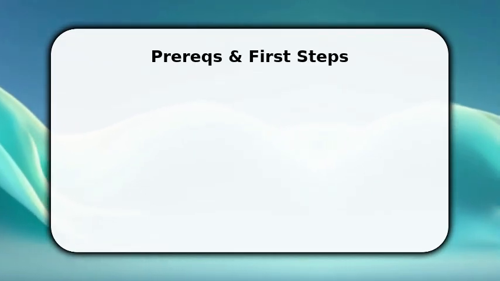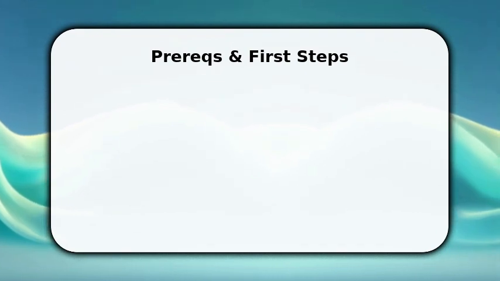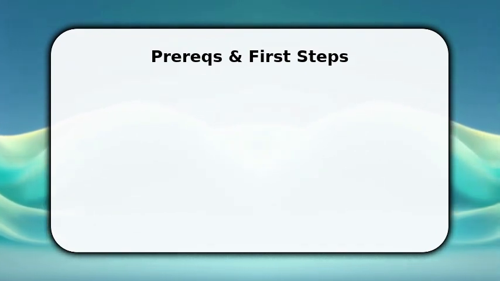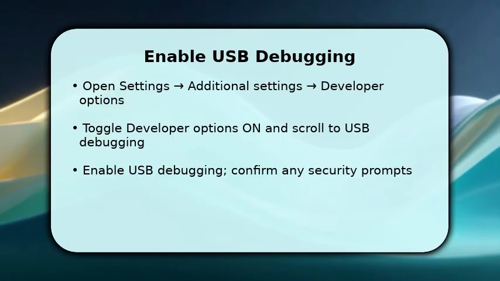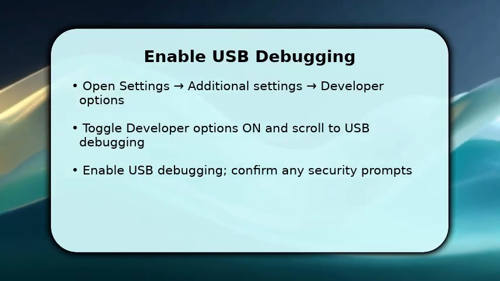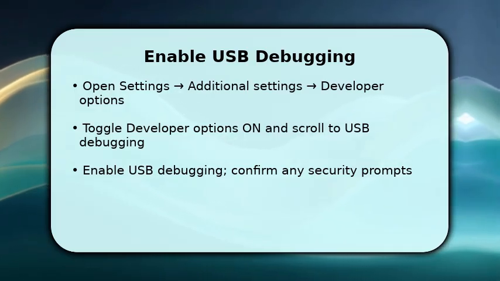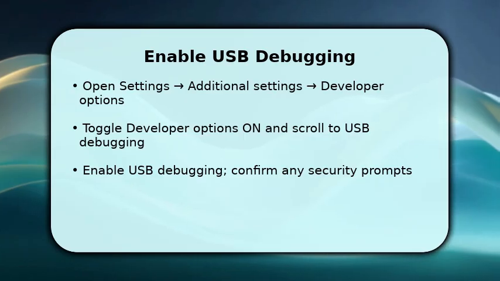This is necessary because USB debugging lives inside developer options and won't appear otherwise. Open Settings, then Additional Settings and choose Developer Options. If Developer Options is off, toggle it on at the top. Next, scroll down to the Debugging section and locate USB debugging. Tap the switch to enable it.